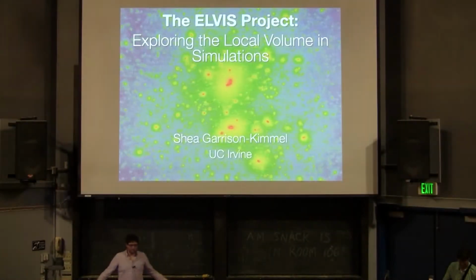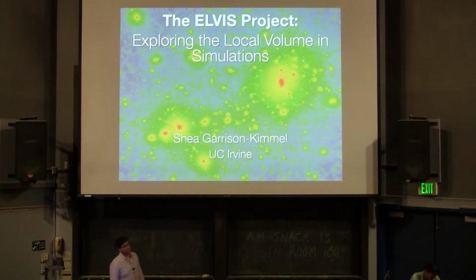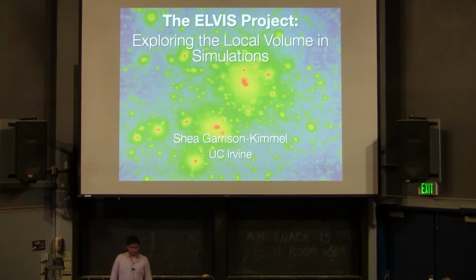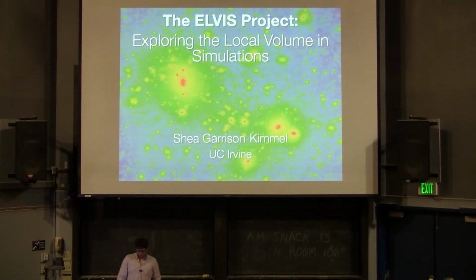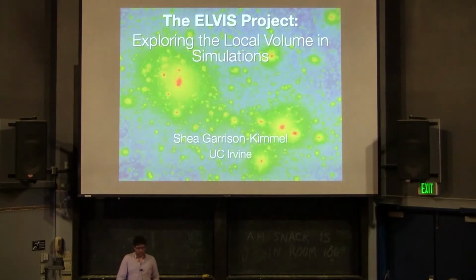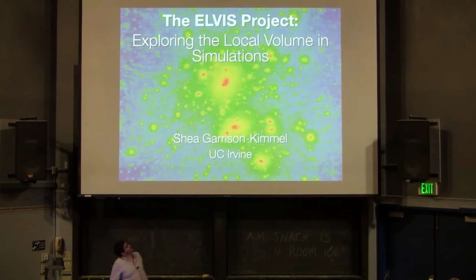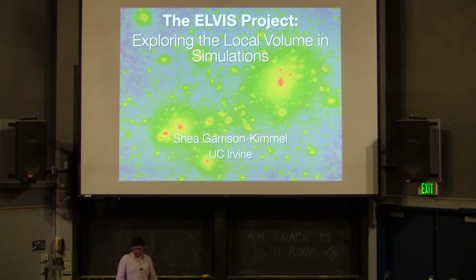Okay, hi everyone. My name is Shea Garrison-Kimmel. I'm going to tell you today about the Elvis project, which is a suite of simulations that I've been working on with James Bullock and Mike Boylan-Kolchin, whose names for some reason did not show up on that slide. In the background here you can see one of the simulations just sort of rotating around indefinitely.